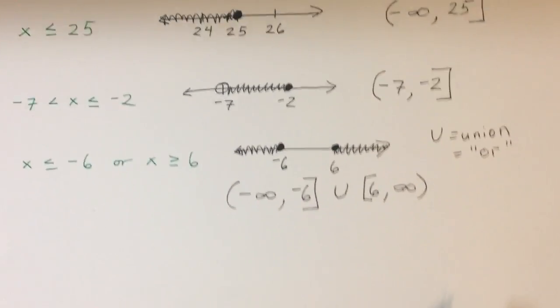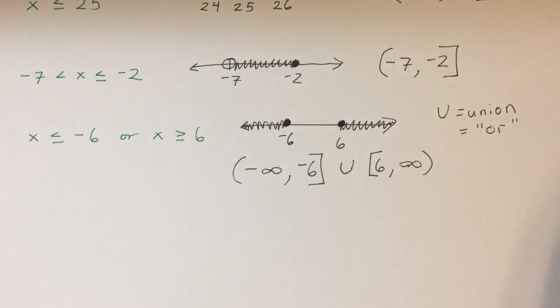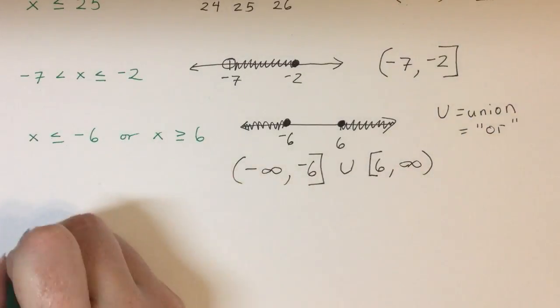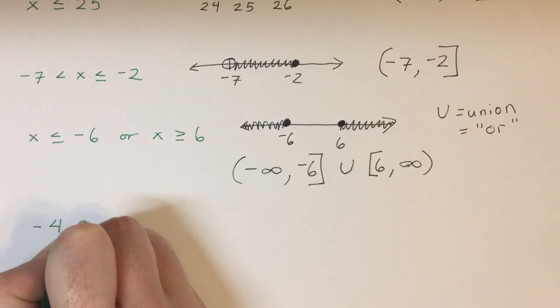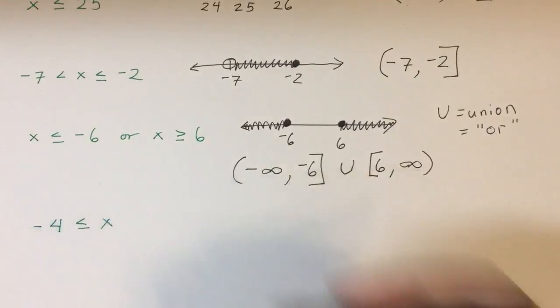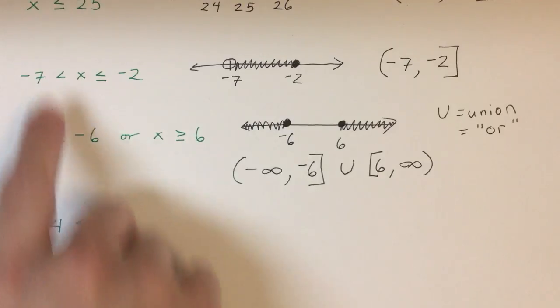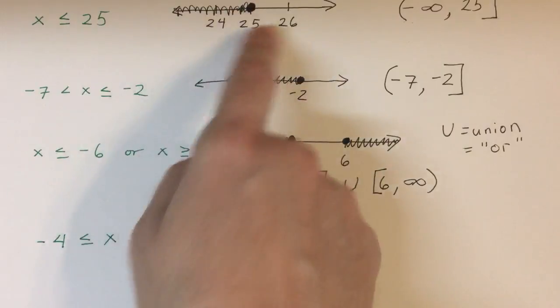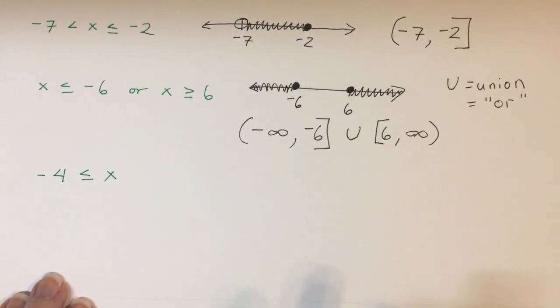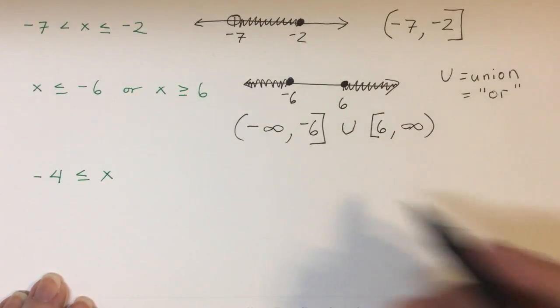Now, one last example where I see a number of students make mistakes. Let's say I had negative 4 less than or equal to x, because my variable can be on either side of the inequality, and you don't want to just look at the inequality sign to determine which way to shade. You want to be sure you're shading the side that is true.